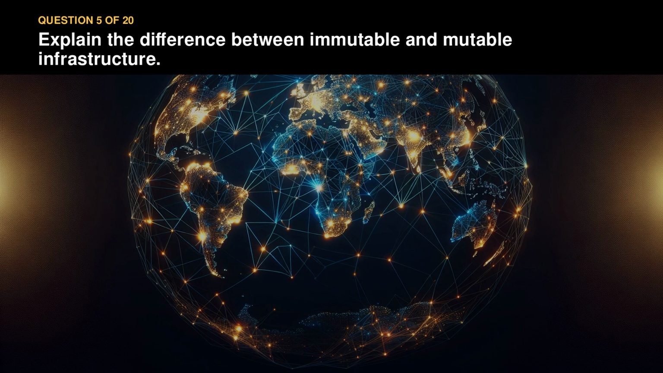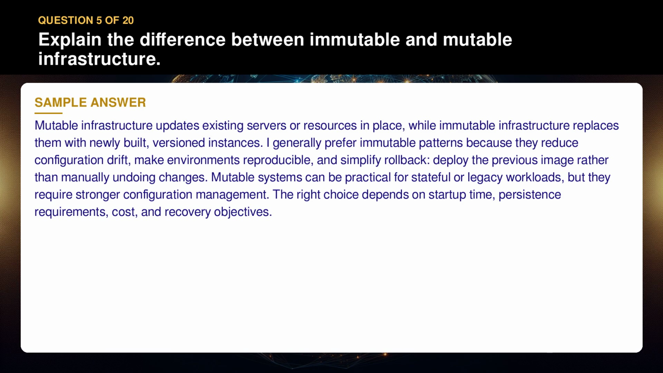Question 5. Explain the difference between immutable and mutable infrastructure. Mutable infrastructure updates existing servers or resources in place, while immutable infrastructure replaces them with newly built, versioned instances. I generally prefer immutable patterns because they reduce configuration drift, make environments reproducible, and simplify rollback. Deploy the previous image rather than manually undoing changes.